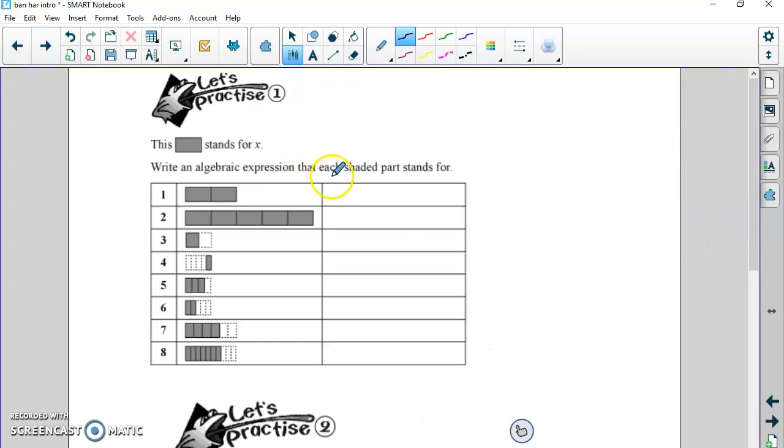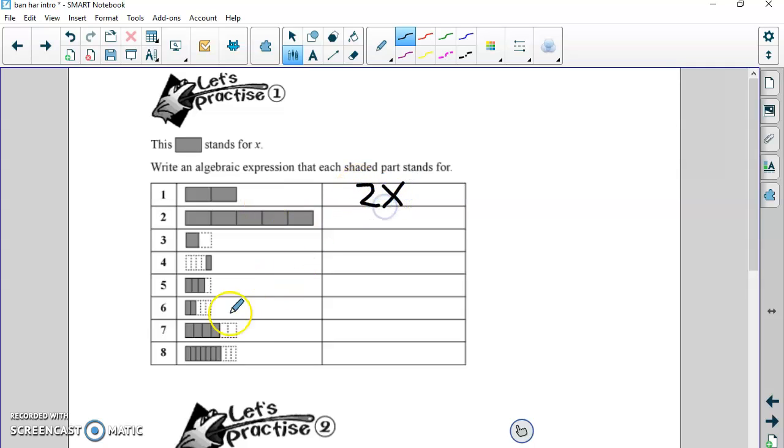Okay. Let's go to the next page, and the frog says, let's practice. I think he meant practice, but okay. So the bar stands for x, and it says write an algebraic expression that each shaded part stands for. Okay, so you're going to do this yourself, and I'll do the first one. There's 2 bars, so that's just 2x.